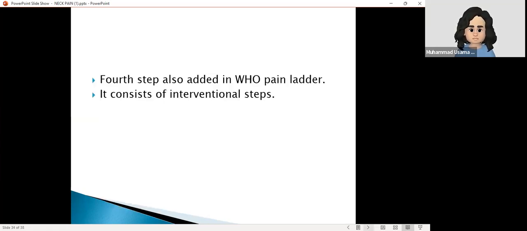As we have discussed, a fourth step is also added in the WHO pain ladder, and this fourth step is basically for the interventional steps. Like in our specialty, if the patient is not getting relief by the non-pharmacological and pharmacological maneuvers, by the various drugs, we move towards the various interventions that we will discuss further.